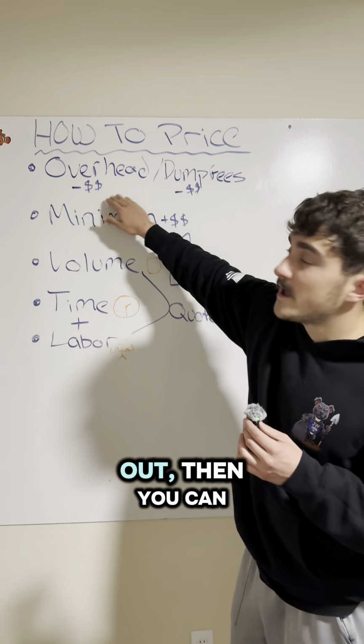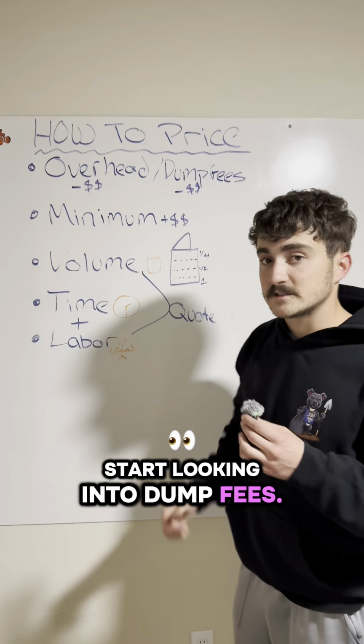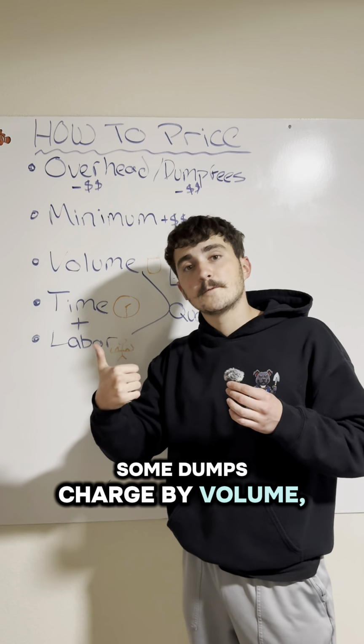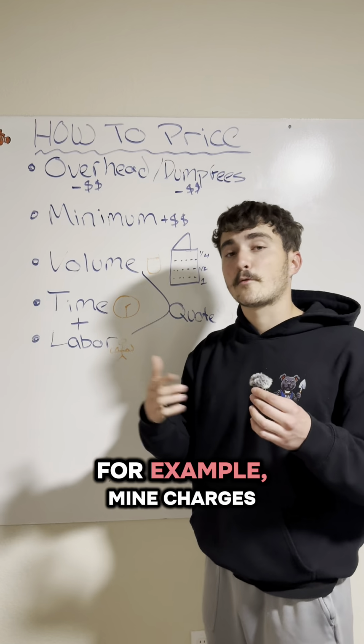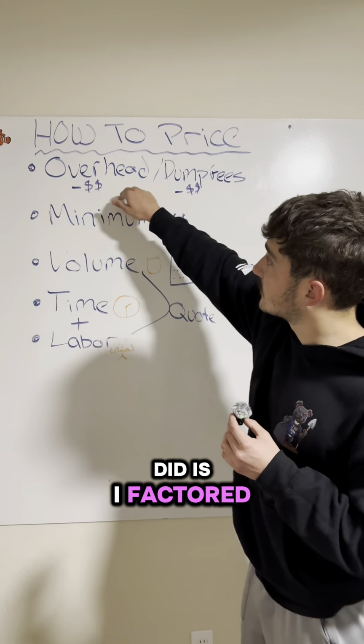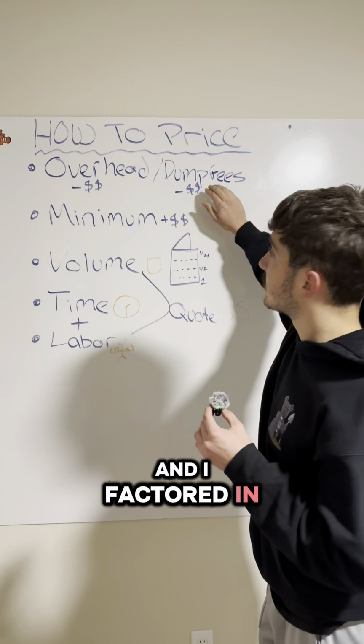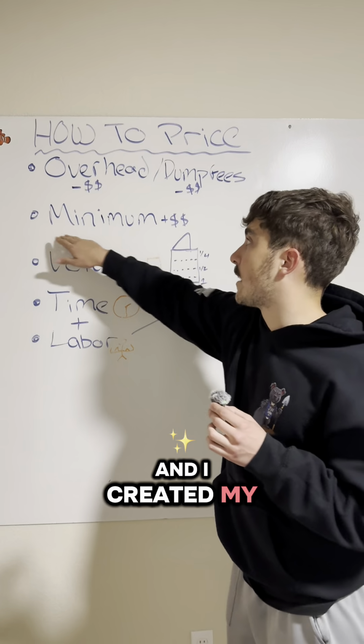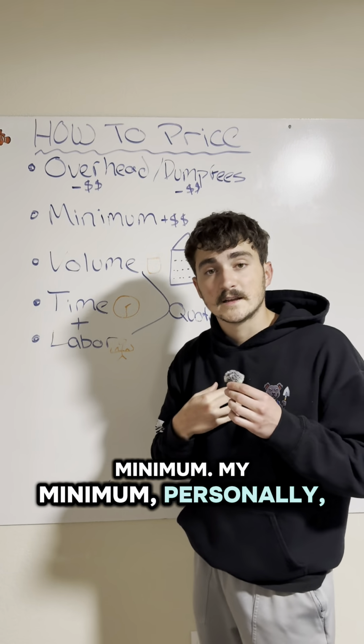Once you figure that out, then you can start looking into dump fees. It's important to note some dumps charge by volume, other dumps charge by weight. For example, mine charges by weight. It's about $80 per ton. So what I did is I factored in my overhead expenses and my general dump fees, and I created my minimum. My minimum personally is $100.